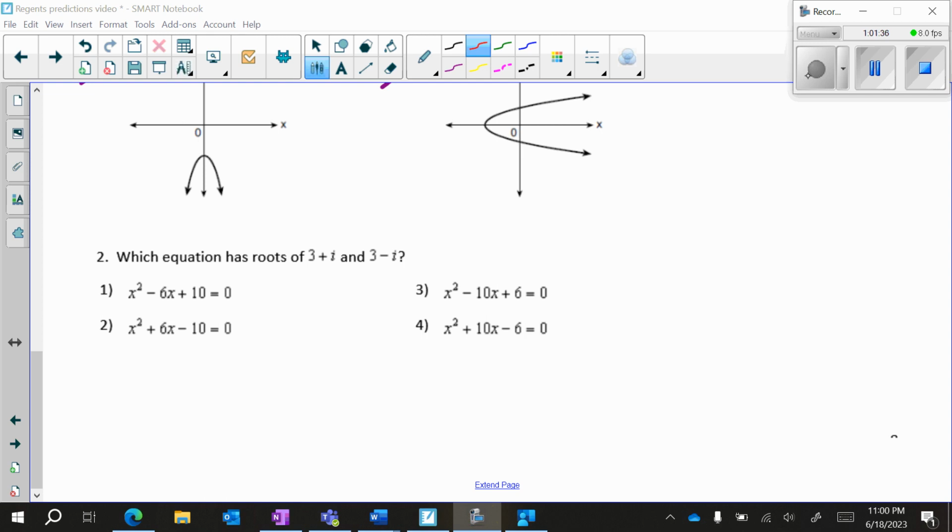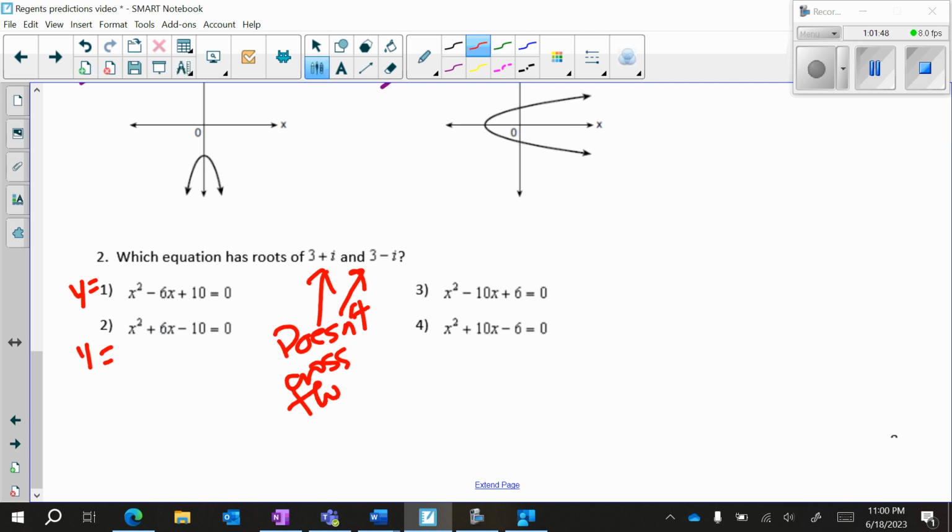If they ask you which equation has imaginary roots, again, you just got to put them all in y equals, and you need to look for which one does not cross the x-axis. There may be more than one, though. So if there's more than one, you have to plug in for x, plug in 3 plus i in for x, and see what you get, and plug in 3 minus i, and see which one will yield 0.